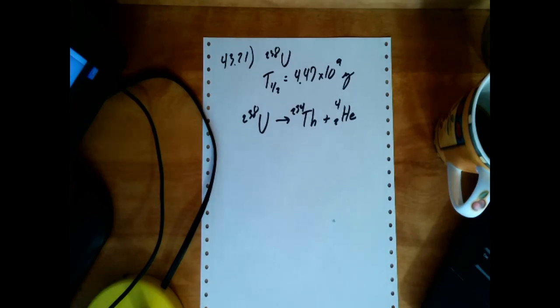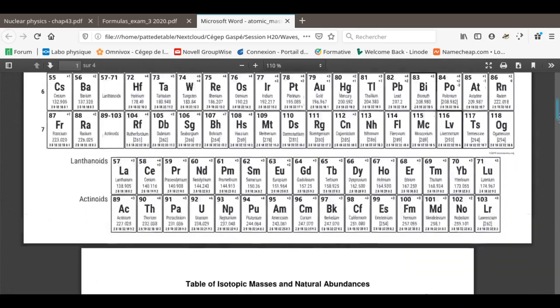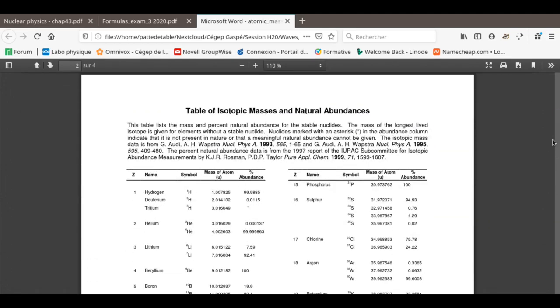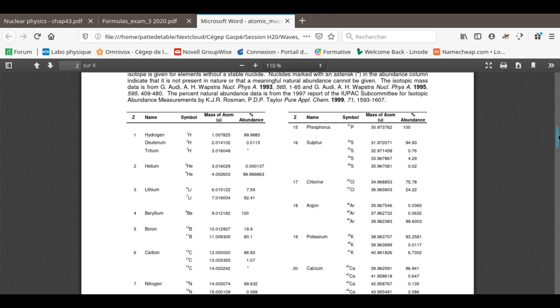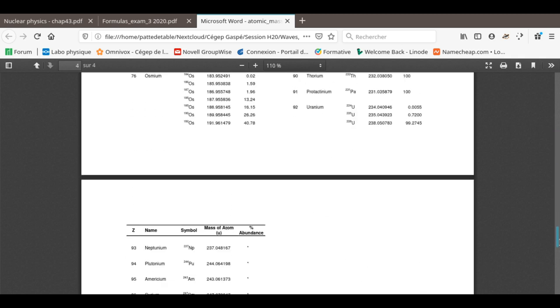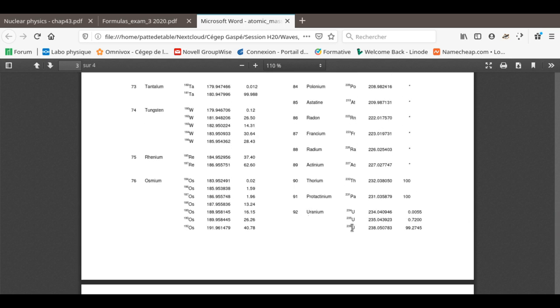So we're using uranium. These are the tables you'll have during the exam. Am I showing them? Nope, I'm not. All right, better. These are the tables you'll have. At the start, you will have a periodic table. Afterwards, a table of a bunch of isotopes, their numbers, their mass, and their abundance compared to the given element they correspond to. So we're going to uranium. Uranium has 92 protons, and thorium has 90. This matches. Great.